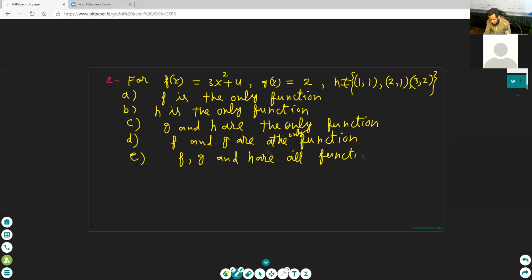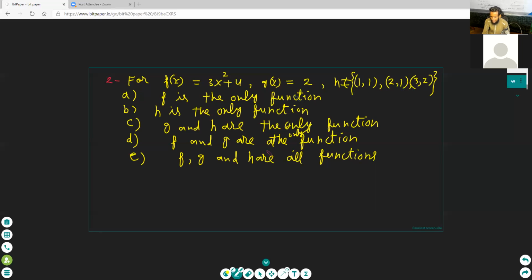Clear? Tell me, according to the definition, is h a function or not a function? First, tell me. It's a function. What is the reason? Because every input has a unique output, and you can also say first elements are not repeated.